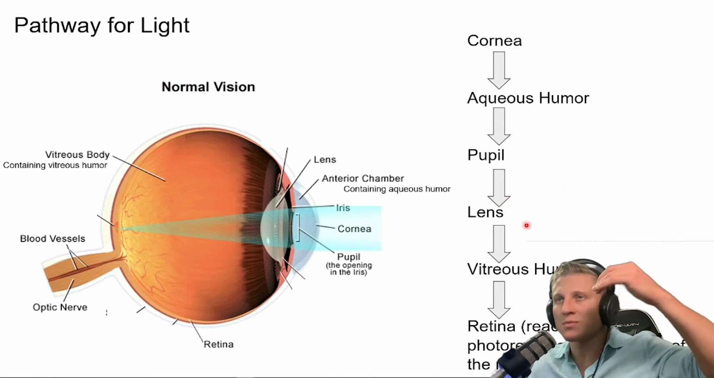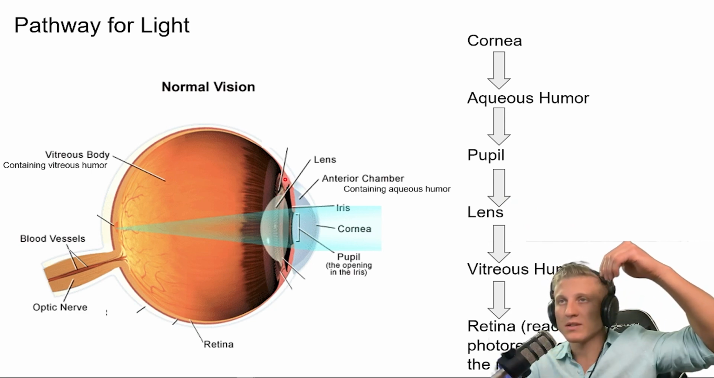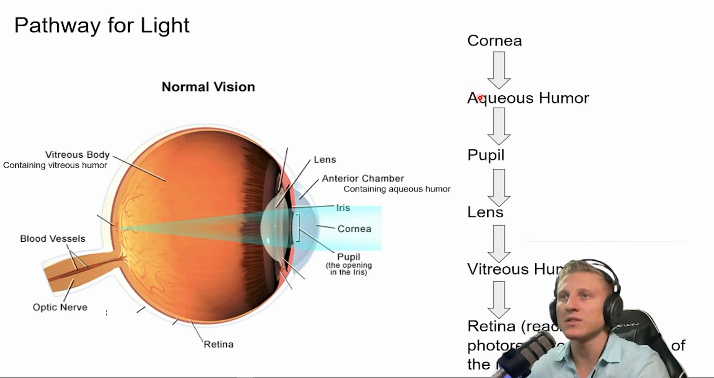Again, it's attached on suspensory ligaments to portions of the ciliary processes, which are applying tension and helping adjust the shape of the lens to focus light. Then it passes through the vitreous humor, this sort of gel-like substance back here, filling the posterior chamber of the eye. And then we have the retina itself, which is where the photoreceptive cells are.